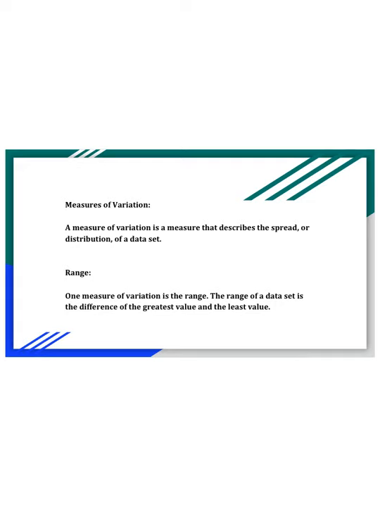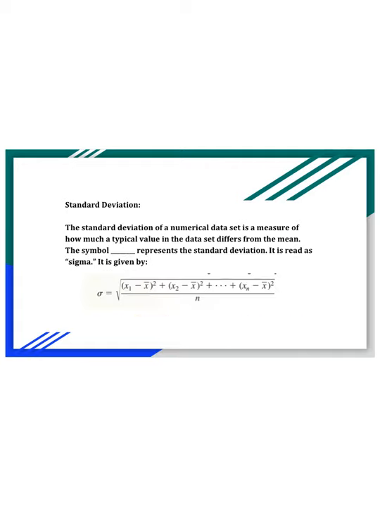A measure of variation is a measure that describes the spread or the distribution of a data set. One measure of variation that we commonly use is the range. The range of a data set is the difference between the greatest and the least value of the data set itself. The standard deviation of a numerical data set is a measure of how much a typical value of the data differs from the mean.